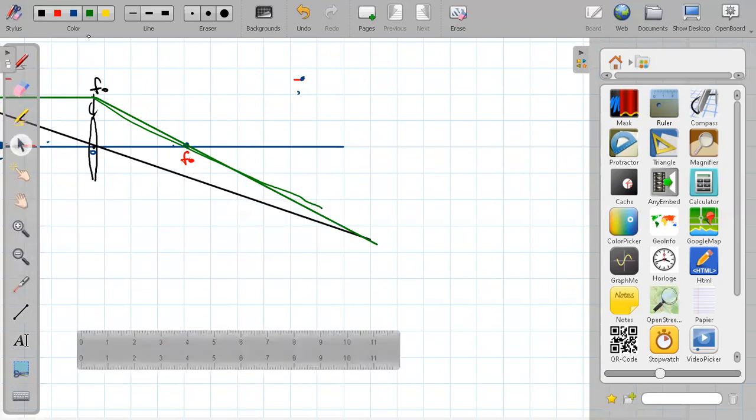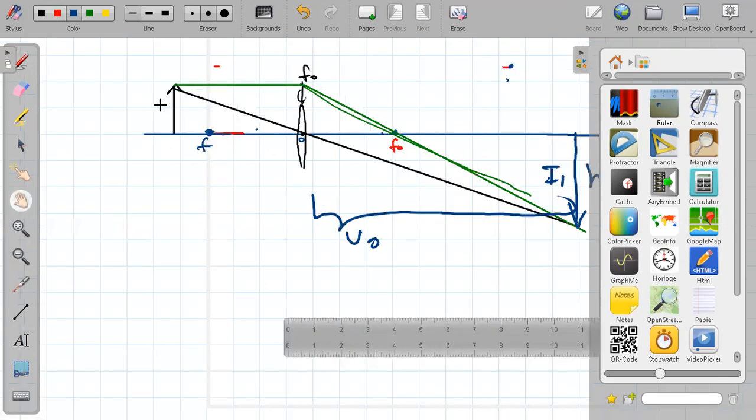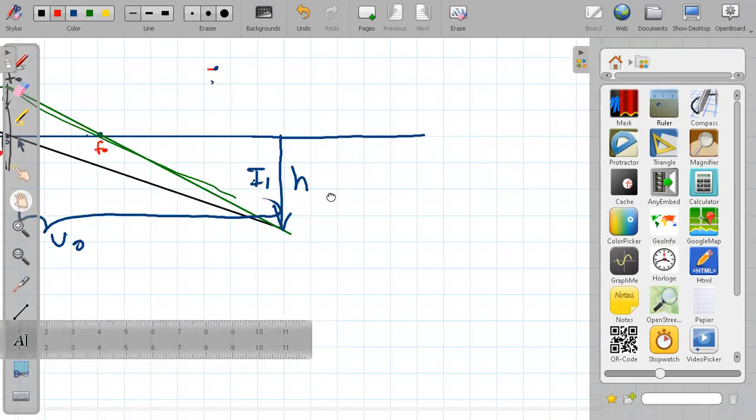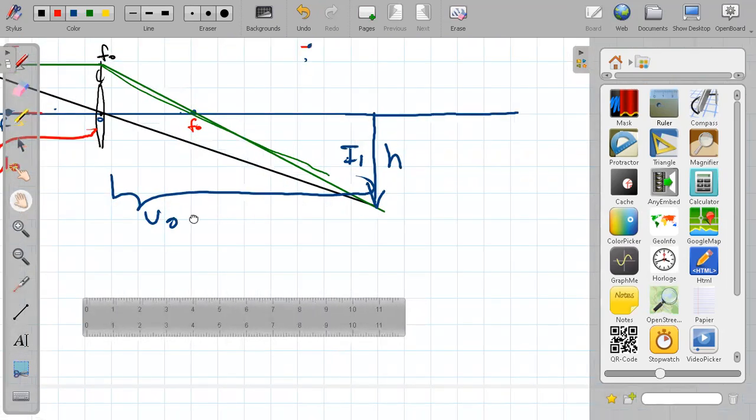Now have a good look. There it will form a real image. A real image. I will consider this length as V objective, the distance of the objective. And this is I1 with the height of small h, and here the height of capital H. And this is the object, and U objective. Don't worry about the symbols, because O objective means closer to the object.